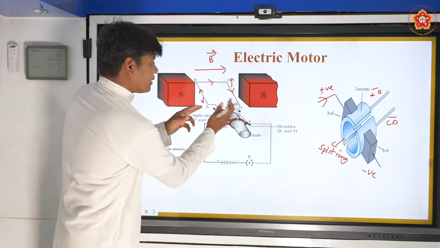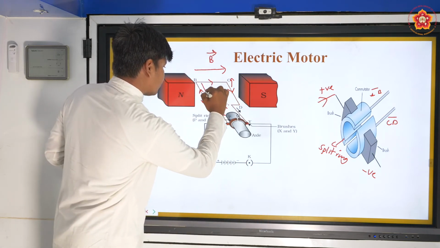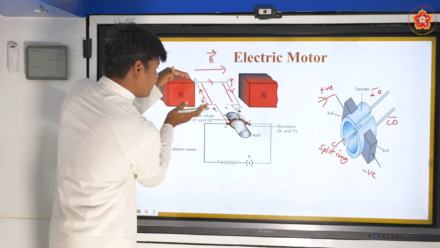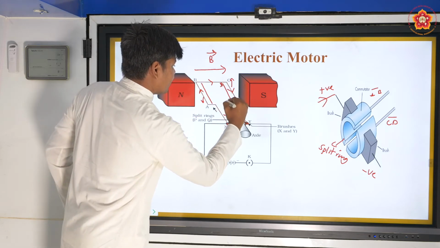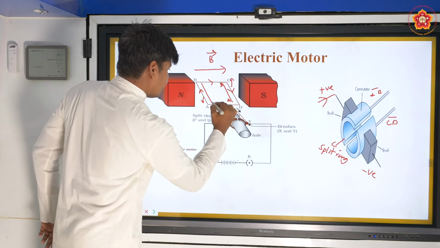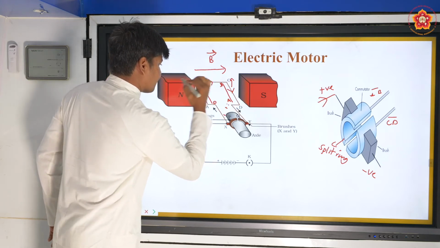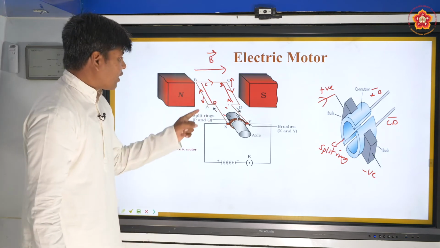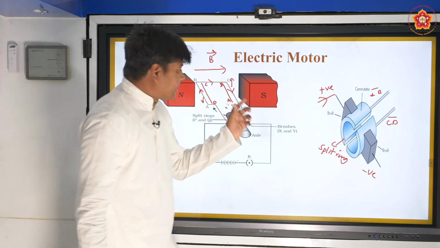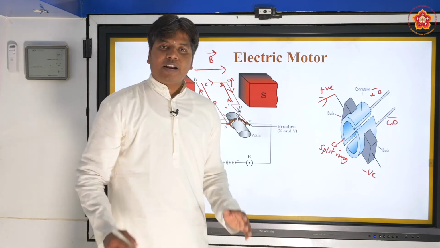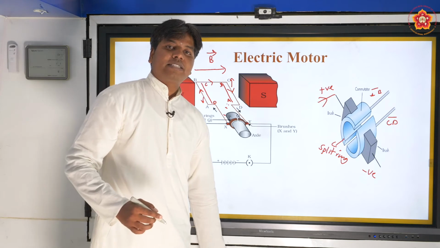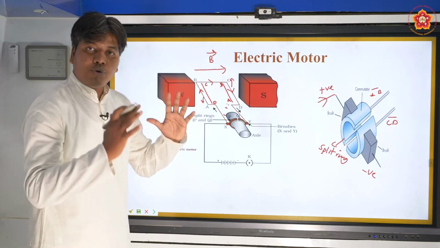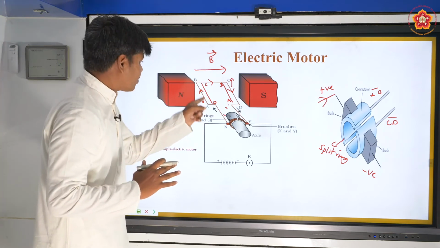Suppose when CD comes here, this is CD, this is AB. After one half rotation, AB went here, B, A. This is D, C. After half a rotation, what happened? DC came here. When DC comes here, the polarity changes. Polarity changes means direction of current changes. Okay. So when the direction of current changes, what happens? The force experienced by the conductor also changes.